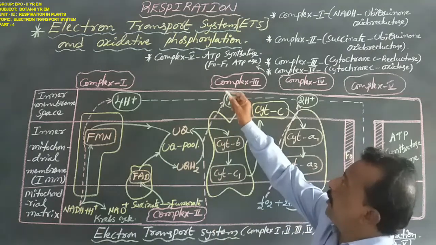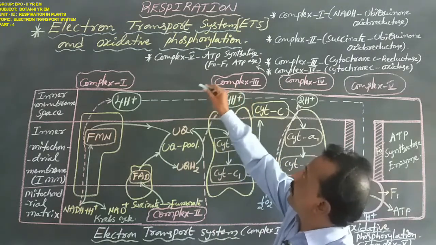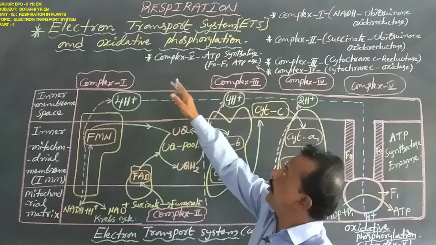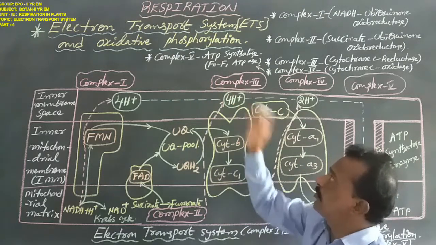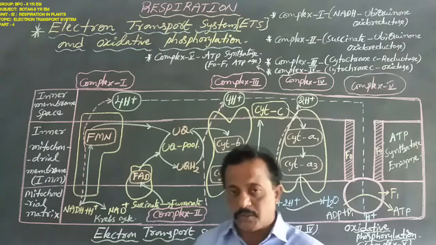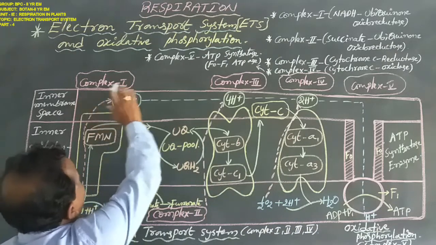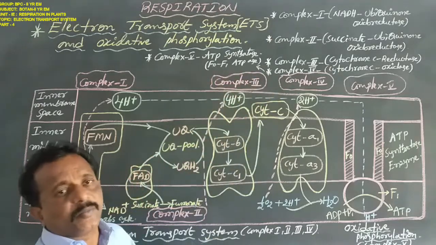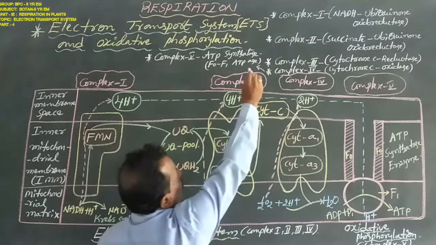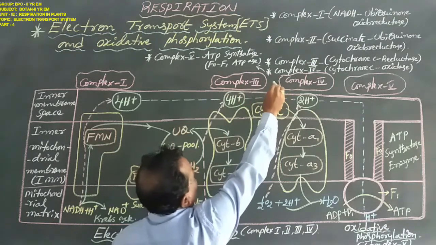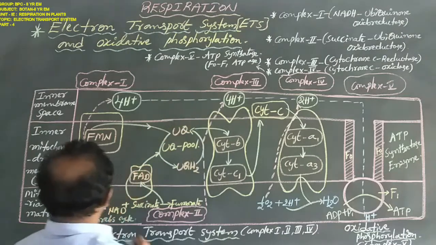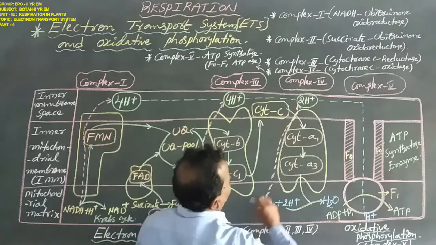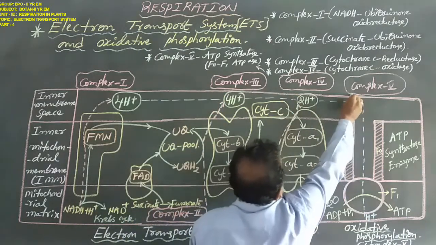Now today we are going to discuss the electron transport system in respiration, short form ETS, and oxidative phosphorylation. Dear students, this electron transport system involves 5 complexes, namely complex 1, complex 2, complex 3, complex 4, and complex 5.